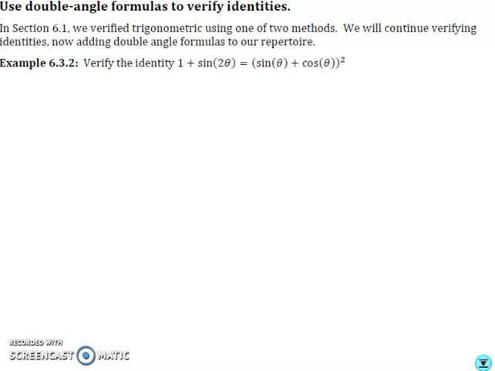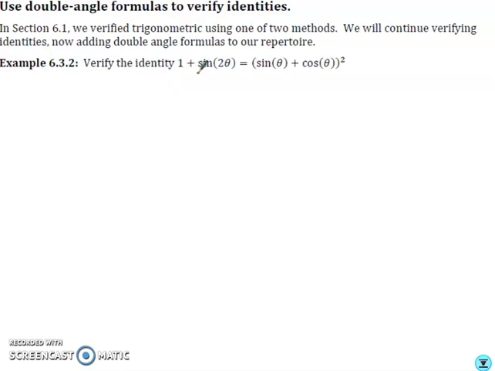To continue our discussion on section 6.3, we are going to go back to 6.1 and when we talked about verifying trig identities, and we are going to now include our double angle identities in the process of verification.